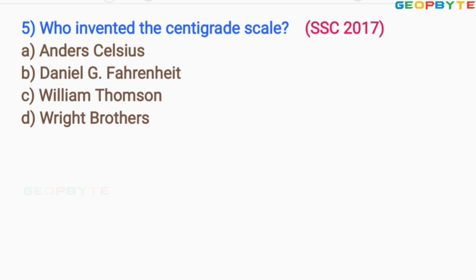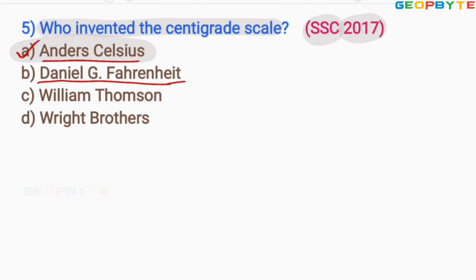Look at the problem. It was asked in 2017 for SSC exam. Who invented the centigrade scale? Option A, Anders Celsius. Celsius is absolutely correct. Therefore, centigrade scale is also called Celsius scale. I hope you got my point. Daniel Fahrenheit invented Fahrenheit scale.